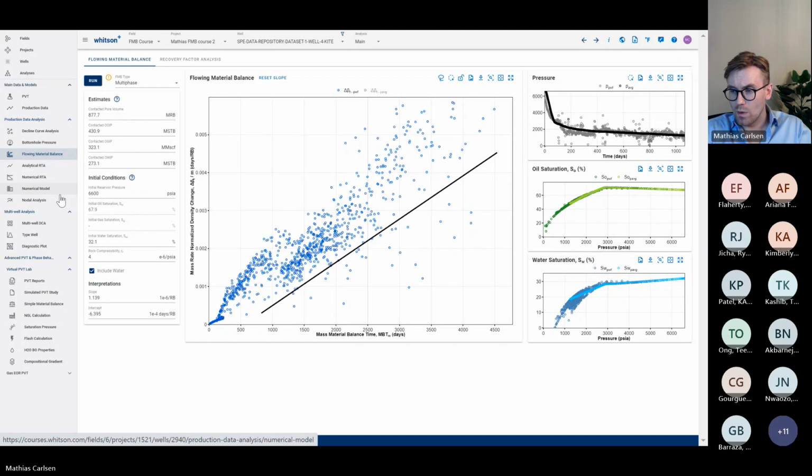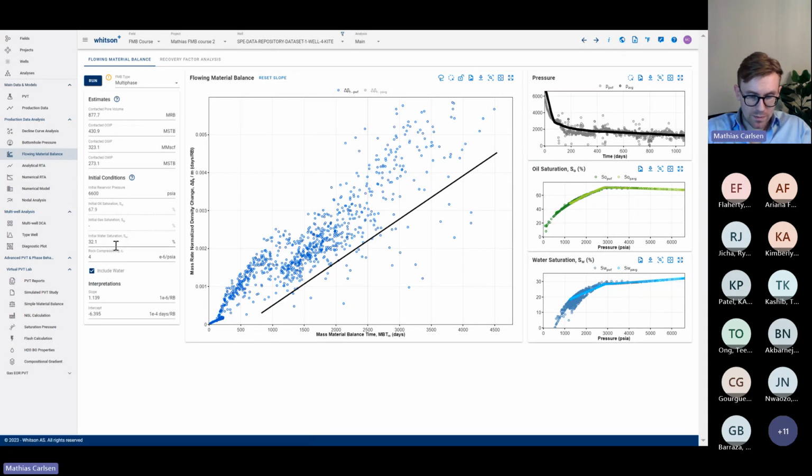Perfect. So that's the stuff on the left. And then we're going to talk about this plot right here. And I'm going to start at the top left here and move my way over.